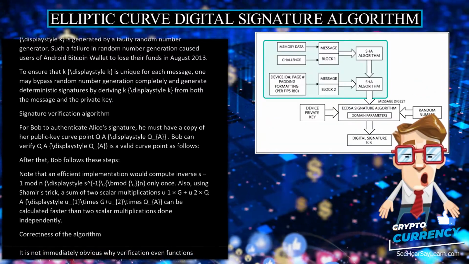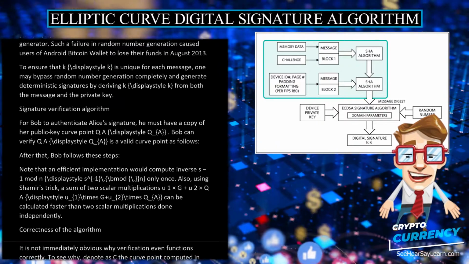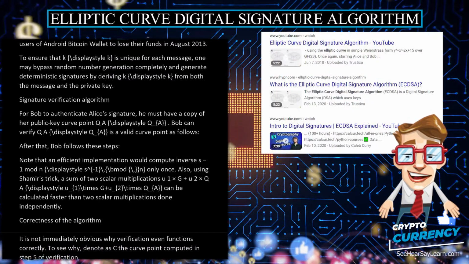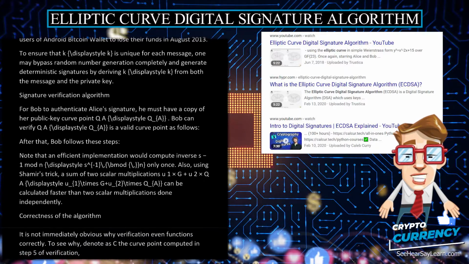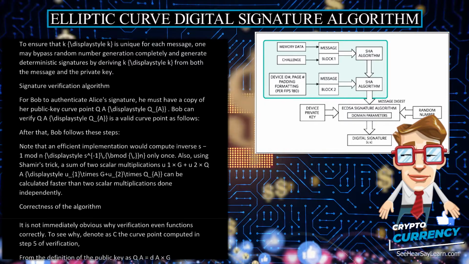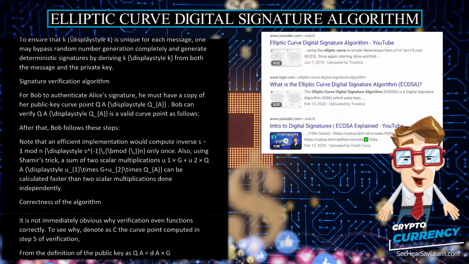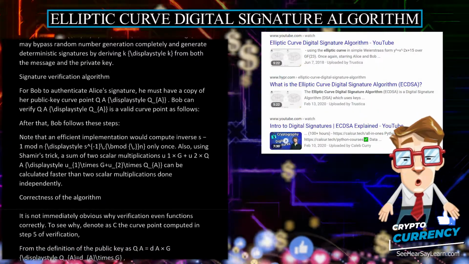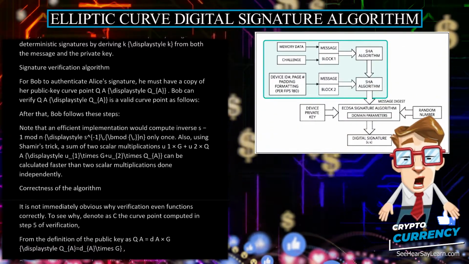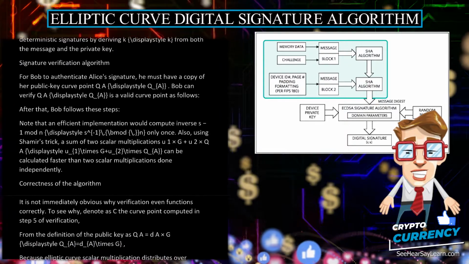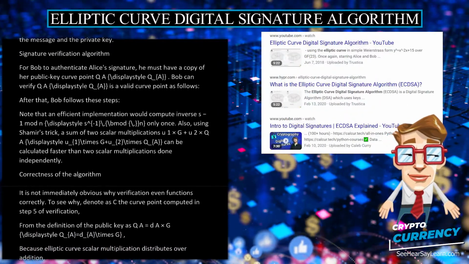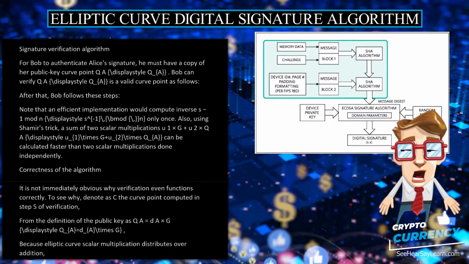is generated by a faulty random number generator. Such a failure in random number generation caused users of Android Bitcoin wallet to lose their funds in August 2013. To ensure that k is unique for each message, one may bypass random number generation completely and generate deterministic signatures by deriving k from both the message and the private key.